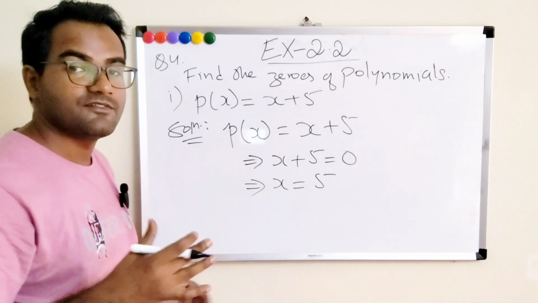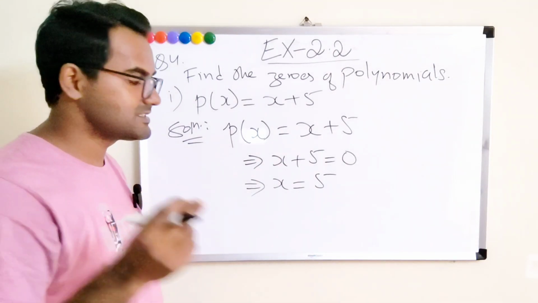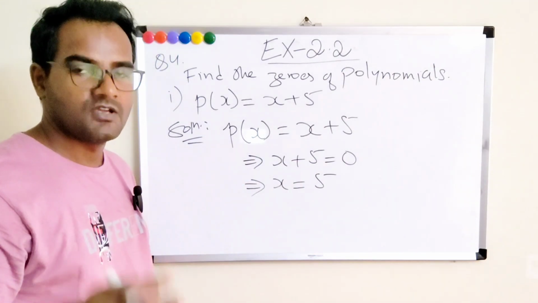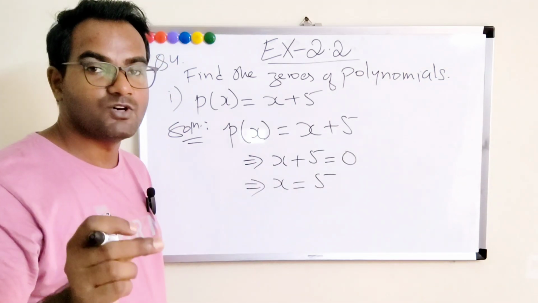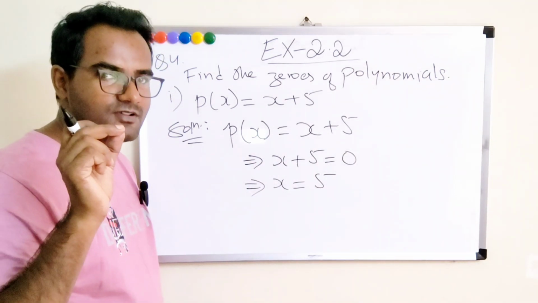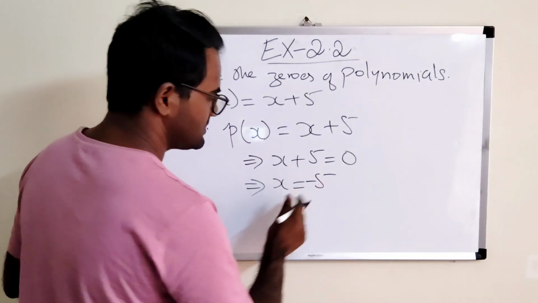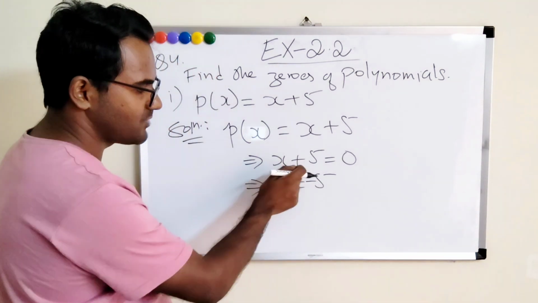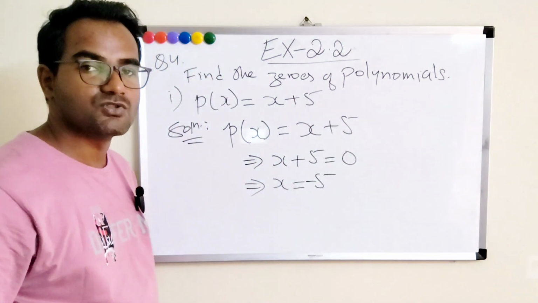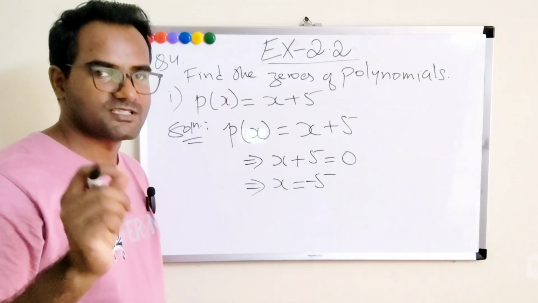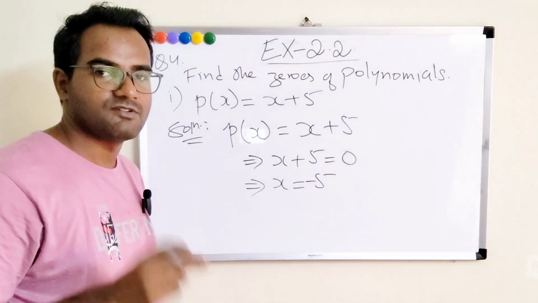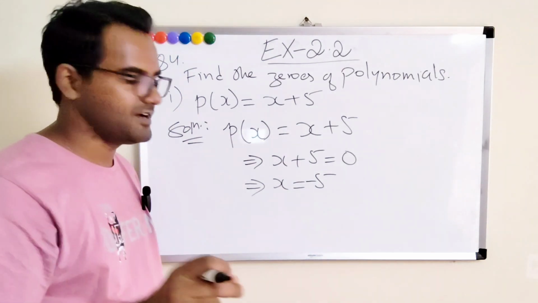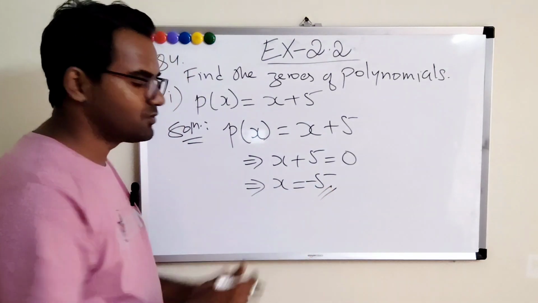See, on the left hand side the sign of this 5 was positive, but mathematically when it goes to the right hand side it will become negative, right? Suppose it was x minus 5 here, then when it goes to the other side it will become plus 5. But since it was plus 5 here, when it goes to the right hand side it will become negative 5, right? So this is the required answer.